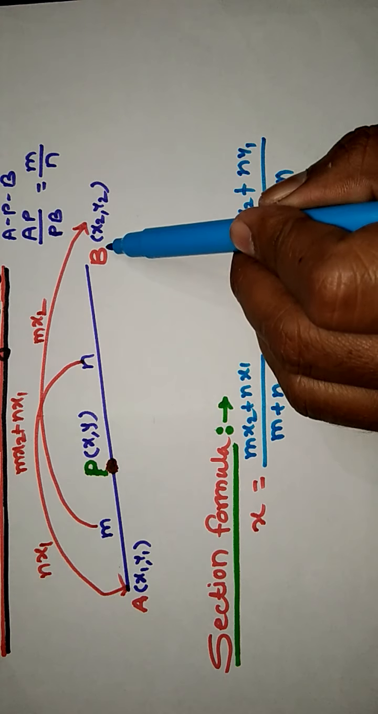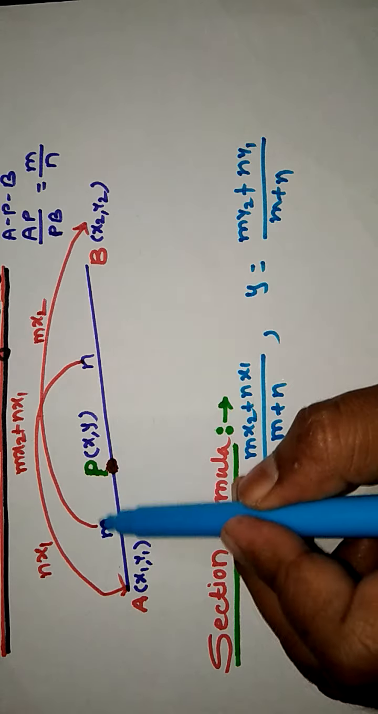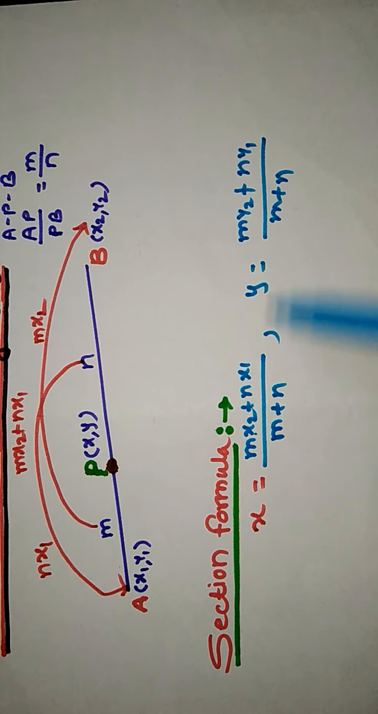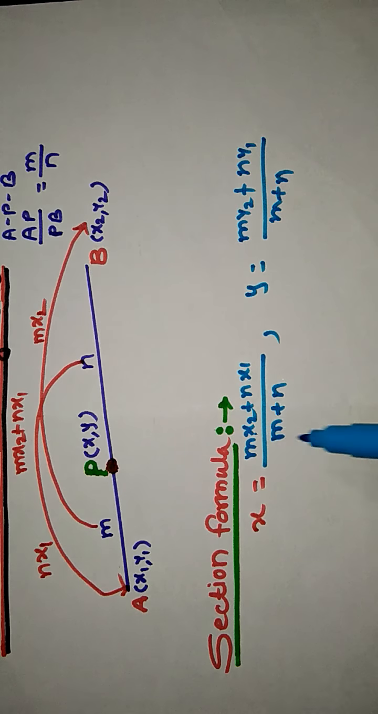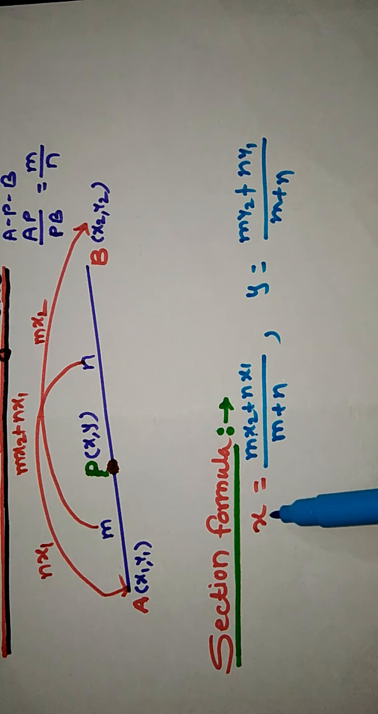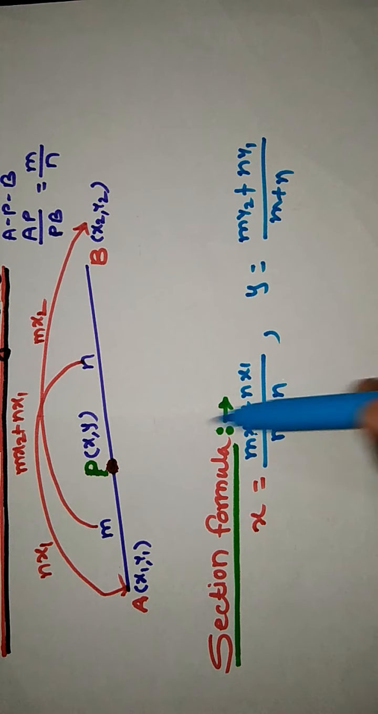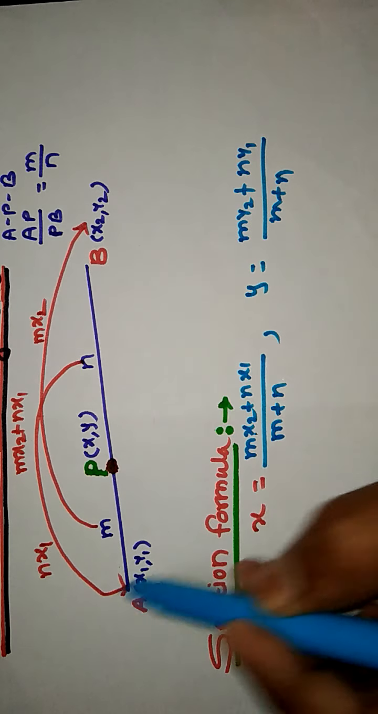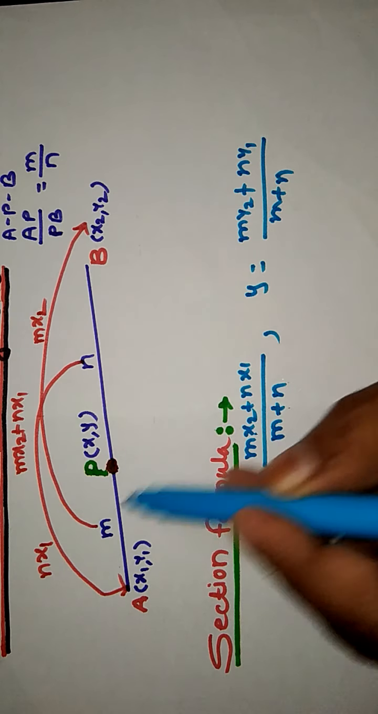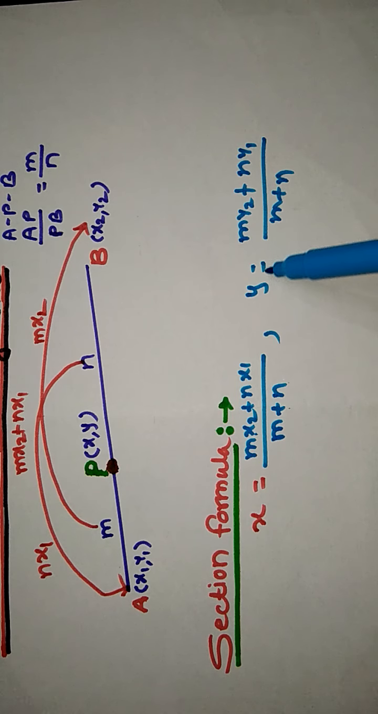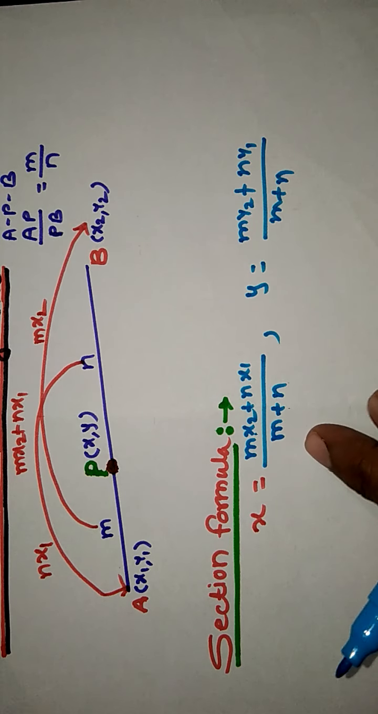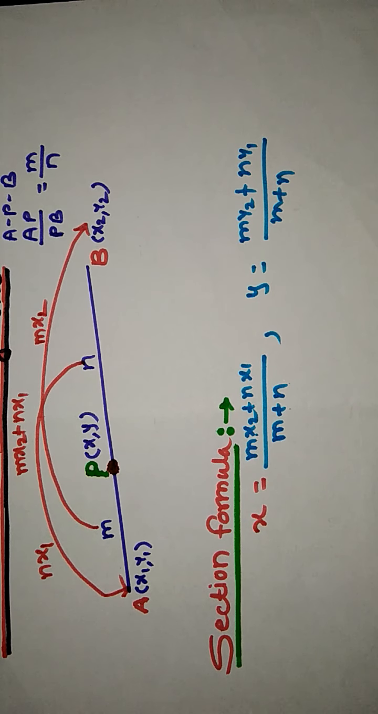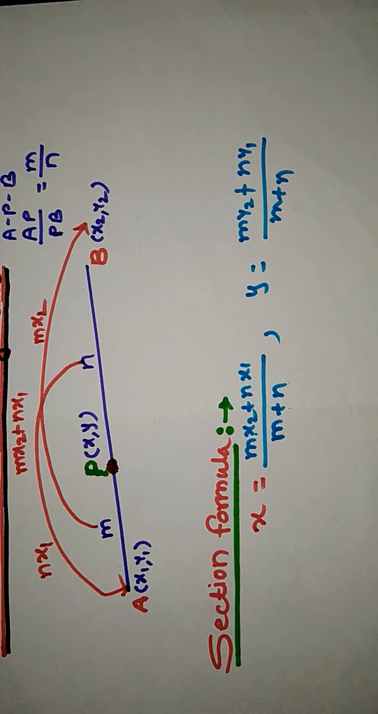Means if points A and B are given and the ratio is given, substitute these values in this formula, and we can find the coordinates of point P, x, y. Means the section formula is: x is equal to m x2 plus n x1 divided by m plus n, and in the same manner y is equal to m y2 plus n y1 divided by m plus n. Now using this formula, we solve practice set 5.2.